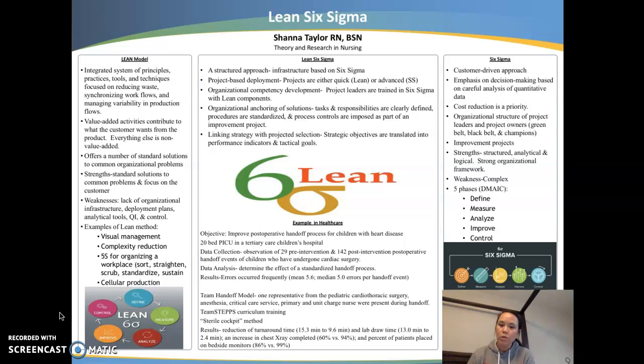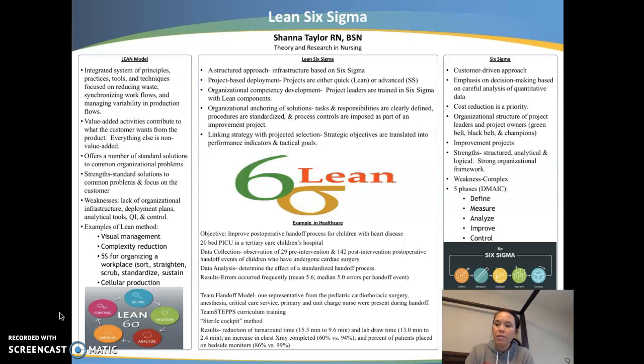Six Sigma is a little bit more complex than Lean. There are project leaders and project owners that are assigned to the different projects that are created. There are 5 phases to Six Sigma: define, measure, analyze, improve, and control. Define is where a cost benefit analysis is established.